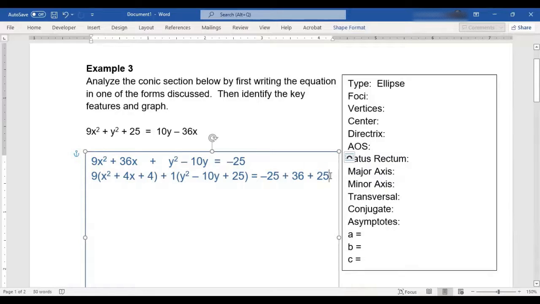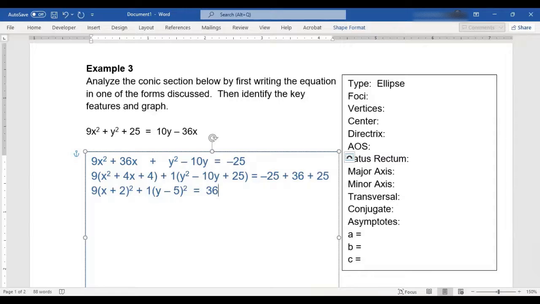Okay, so for the x stuff, my coefficient is 9. Half of 4 is 2, and it's a plus. So I have x plus 2 being squared, plus 1 times half of 10 is 5, and it's being subtracted. So we have y minus 5 being squared. What's nice over here is the two 25s cancel and I just get 36.